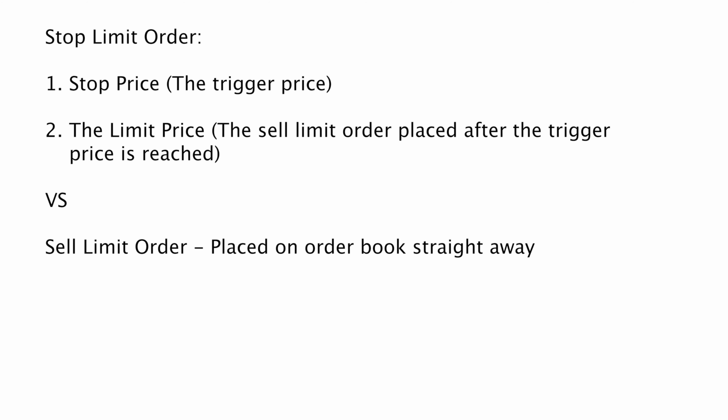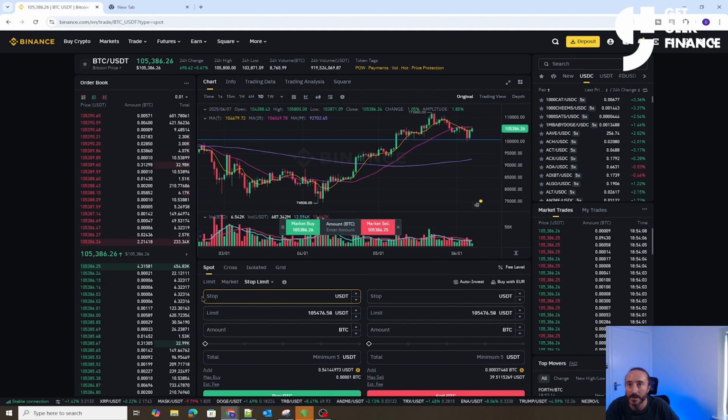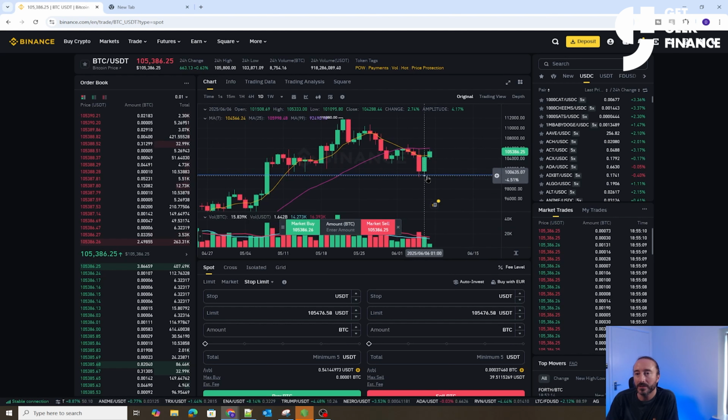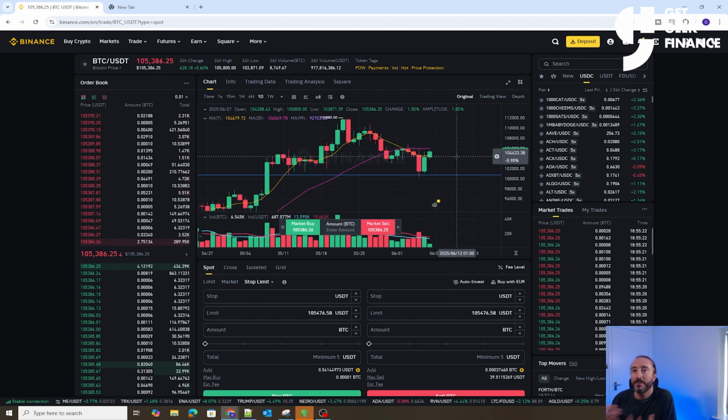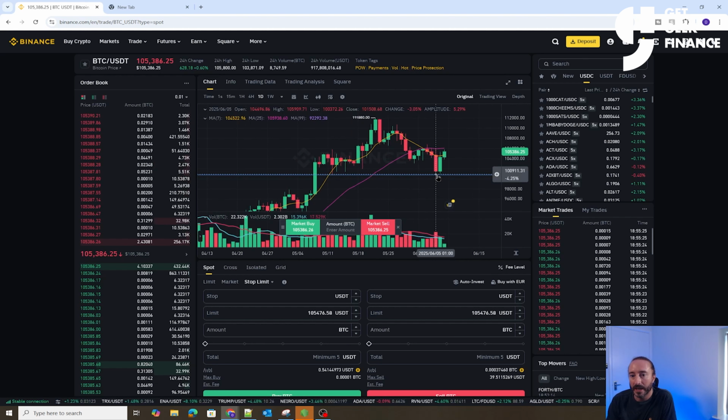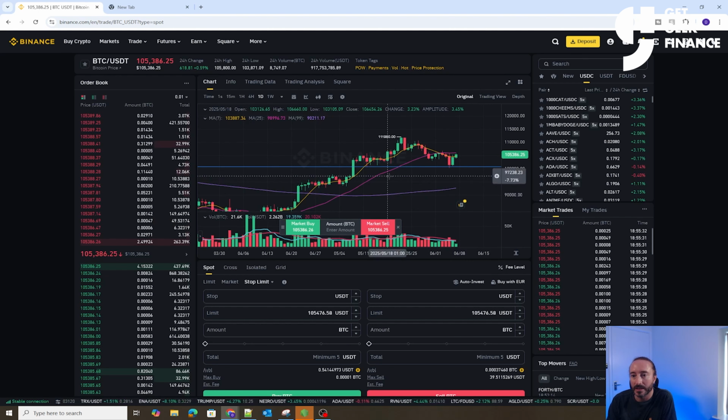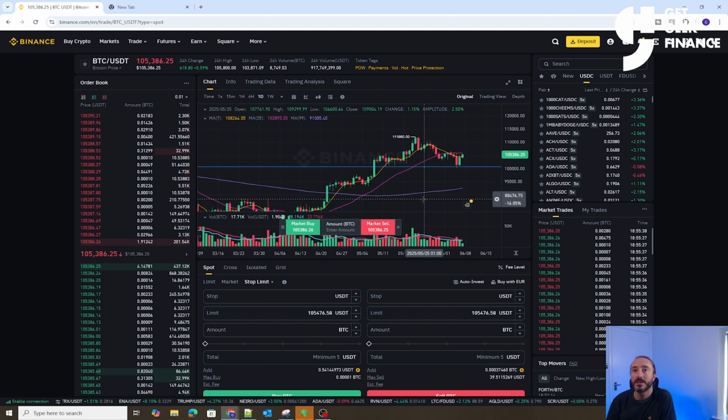So let's go over an example using Binance's spot trading screen. First, make sure your order type is set to stop limit, which you can set down here. So I'm on the BTC USDT pair. Recently, Bitcoin has been bouncing between 100k and 110k. And right now it's trading at around 105k. Hypothetically, I might have a theory that if Bitcoin drops below 100k, it could continue dropping to, say, 95k or 90k or even lower. So I want to set up a stop loss using a stop limit order.